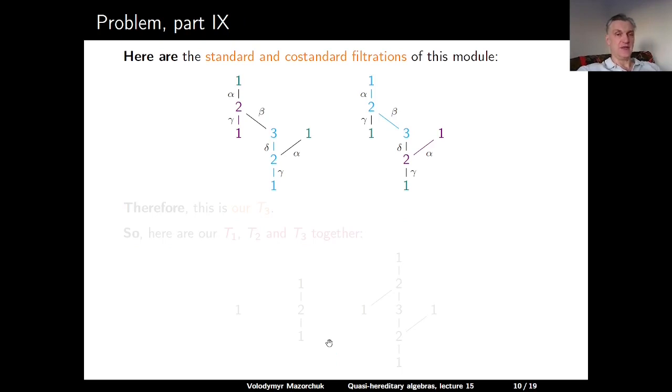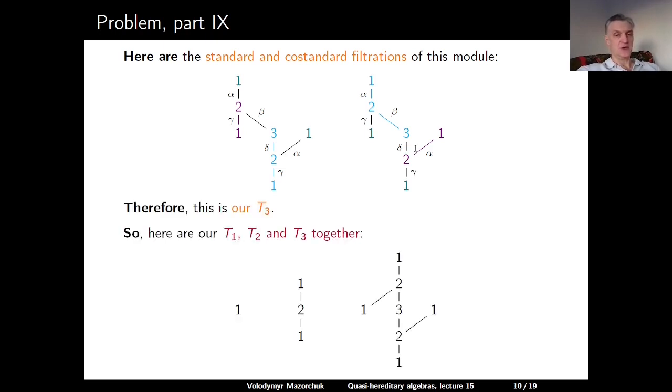And we also can immediately see that this new module has both a standard and a co-standard filtration. So this is a standard filtration. So we have P1 as a submodule. It has a standard filtration and the quotient is 1. But here is a co-standard filtration. It has 1 and 1, so these are co-standard submodules. If you factor them out, here we have nabla 2, and if you factor it out, here we have nabla 3. So this module is indeed a tilting module, so this must be our T3.